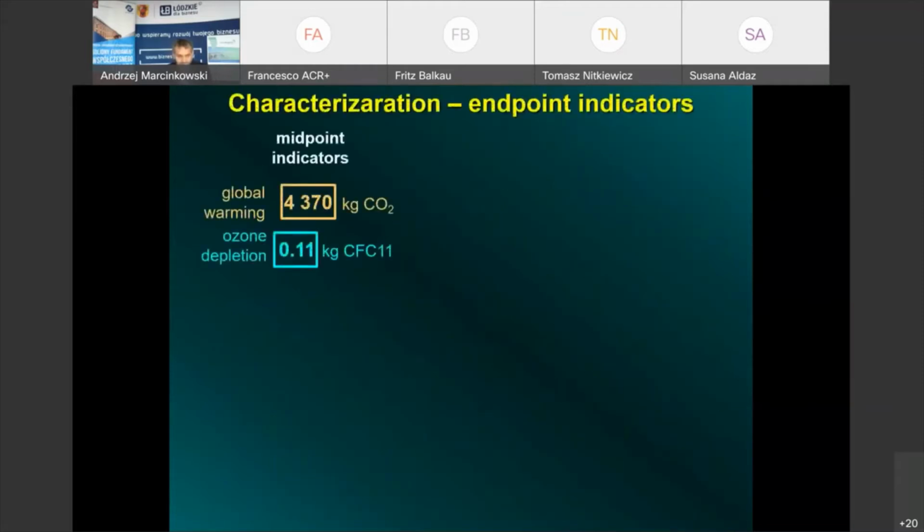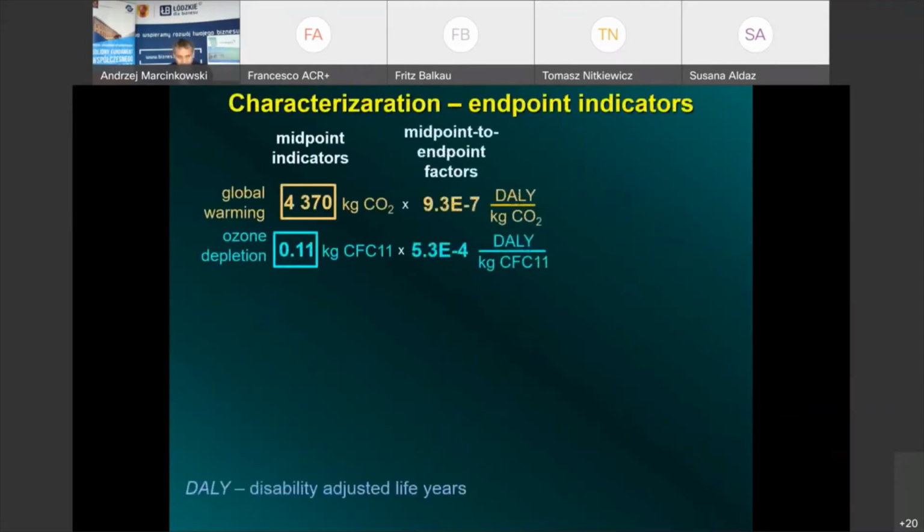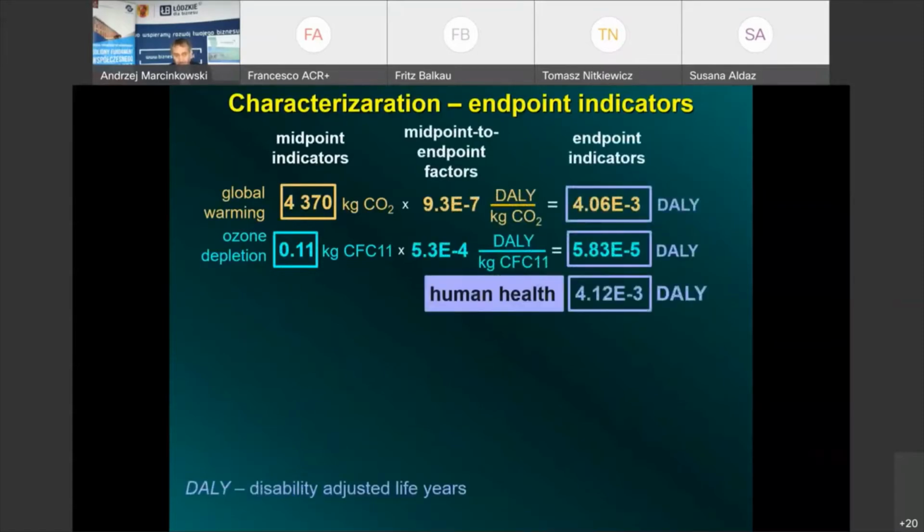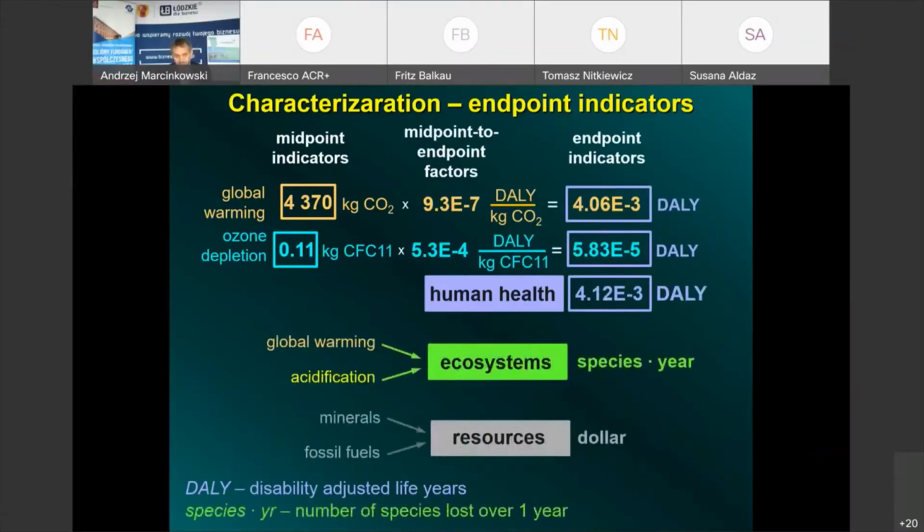Right, and here we've also got some operation, the results. For human health, we obtain one result, and the same for ecosystems, one result, and the same for resources. Right, and as I promised, because of our time framework, I'm going to jump into the conclusion.